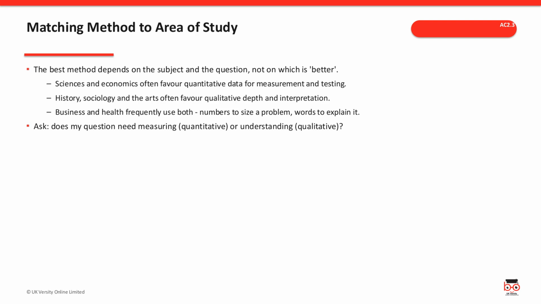Sciences and economics often favor quantitative data for measurement and testing. History, sociology, and the arts lean towards qualitative depth and interpretation, and business and health frequently use both. Numbers to size a problem and words to explain it. The question to ask yourself is simple. Does this need measuring or understanding?